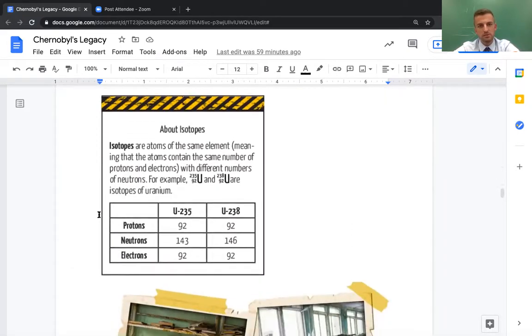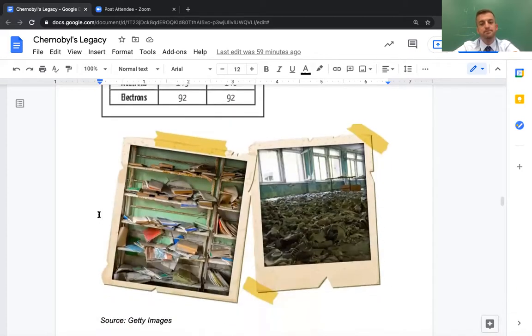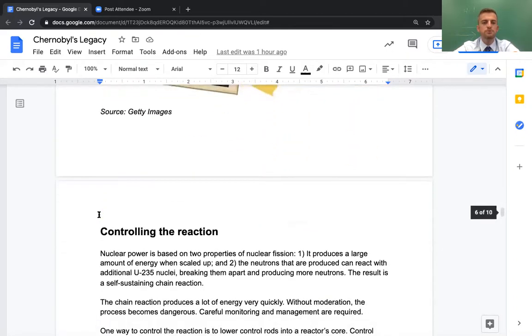About the isotopes. Isotopes are atoms of the same element, meaning that the atoms contain the same number of protons and electrons with different numbers of neutrons. For example, U-235-92 and U-238-92 are isotopes of uranium. More pictures of Chernobyl.